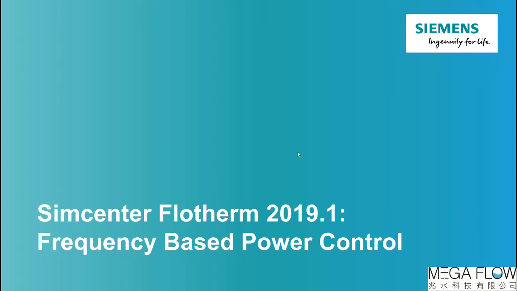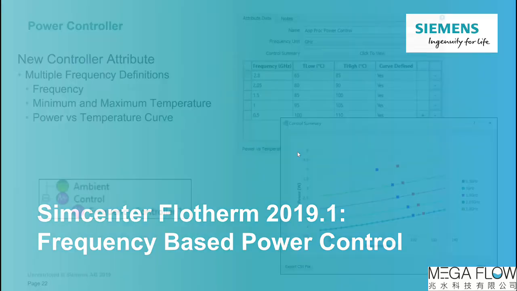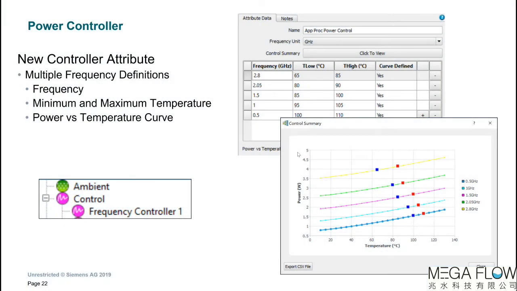Okay, the next topic is called frequency-based power control. Frequency-based power control allows power design strategies to be deployed by defining a set of operating frequencies for a device or for a heat source. The way it works in the software is that the user is able to work with a new controller attribute. This attribute consists of a table of defined frequencies.